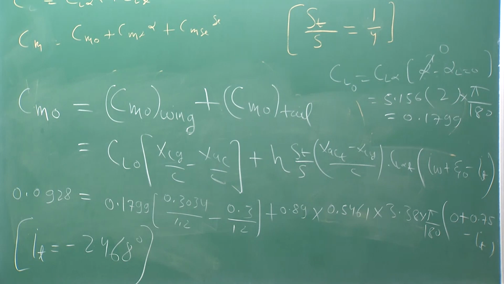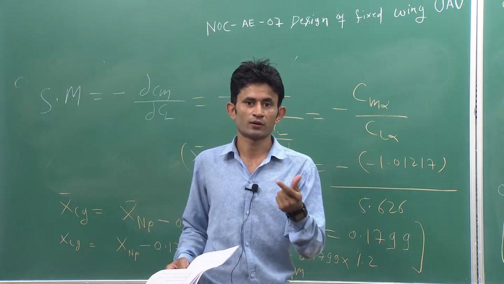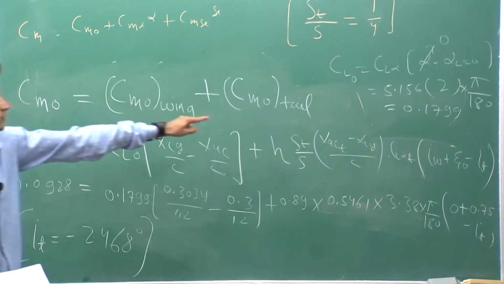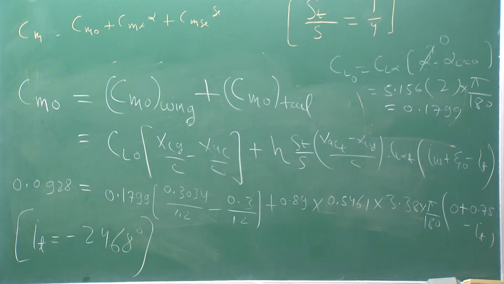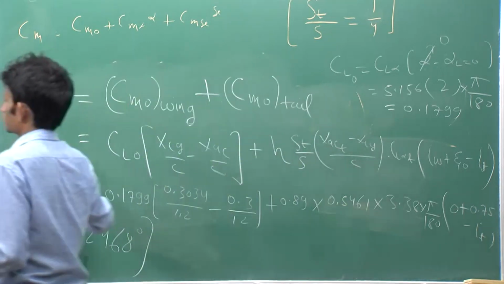So in the 7th question, with this given information, what will be the total lift coefficient at 0 degree angle of attack? Means you have to find the CL naught of the complete UAV. See, CL naught of the wing we have already found out, 0.1799. So when you add the tail, then how much CL naught will the tail produce? You just have to find that and add these two, you will get the answer. So let's find this also.